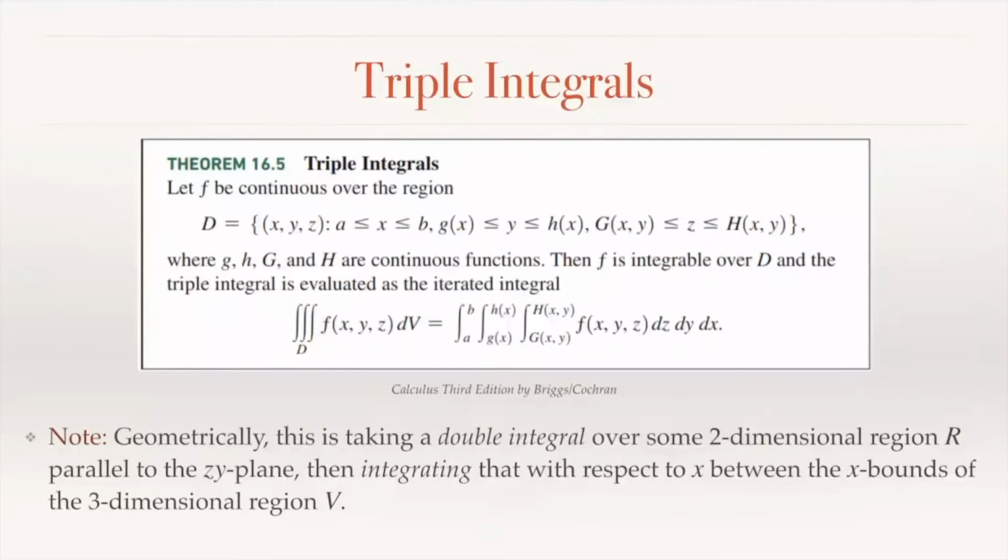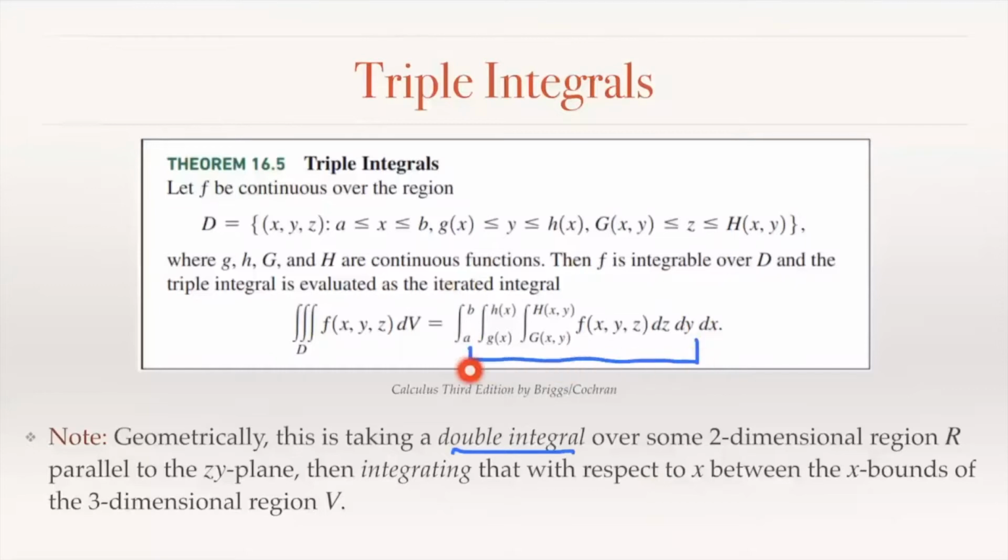And I don't recommend trying to memorize this like a computer. Instead, draw the picture. And even if you did memorize this, you would still need to piece together which pieces go where. Geometrically, this is taking the double integral over some two-dimensional slice or region of it, parallel to, in this case, the zy plane, dz dy, and then integrating that with respect to x between the given x bounds.